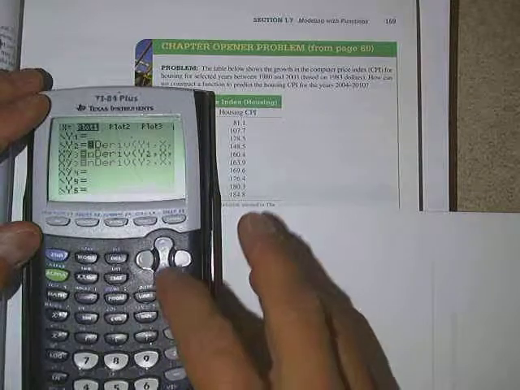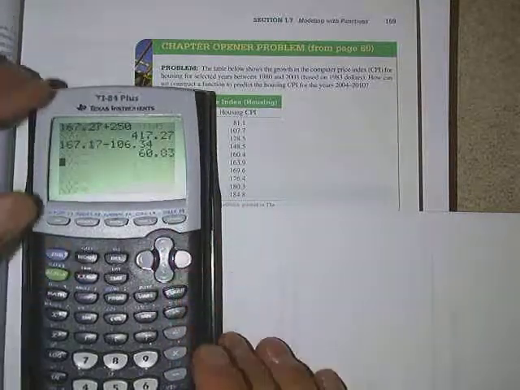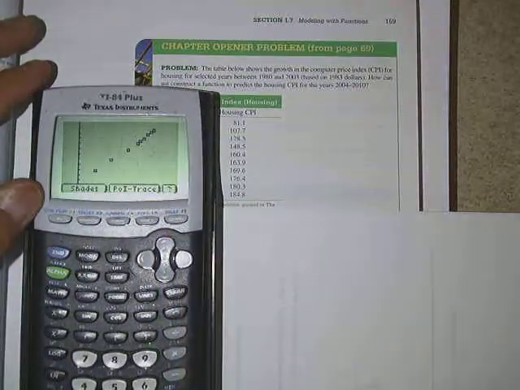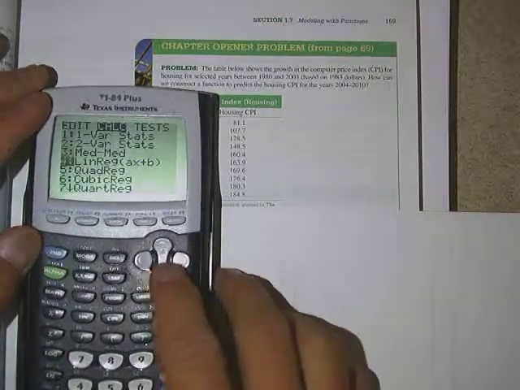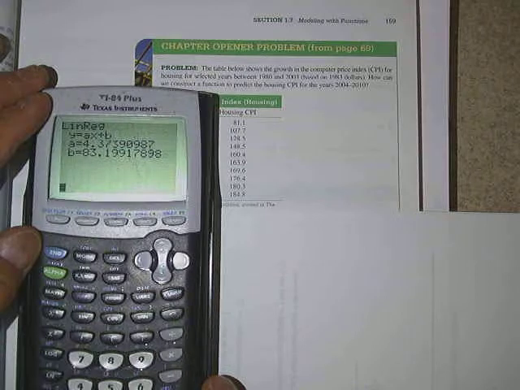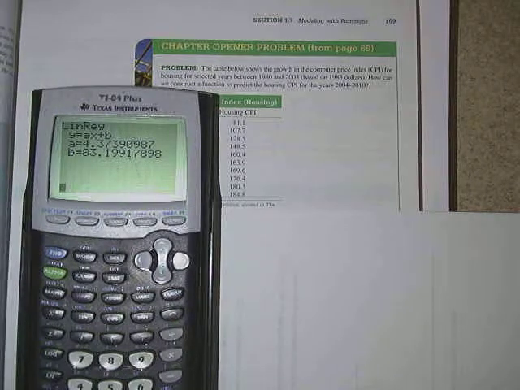All right, and so get rid of my stuff in Y1. If I want to find a linear equation that would fit that data, I'm going to go ahead and do my stat, calculate, do linear regression.